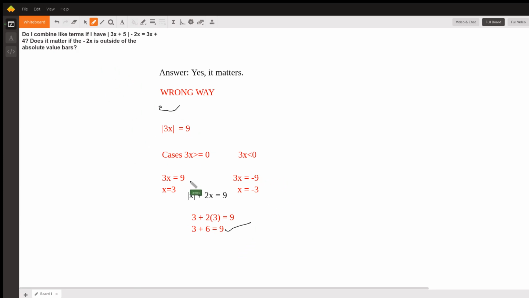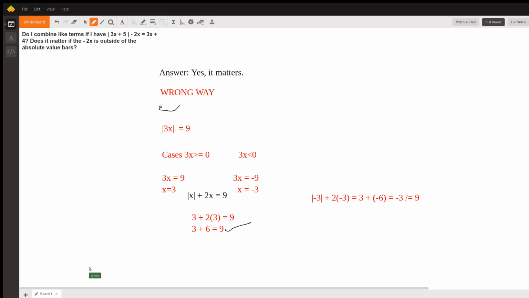If x equals negative 3, let's take a look. We have the absolute value of negative 3 plus 2 times negative 3. And that's equal to 3 plus negative 6. Oops, that's a plus sign, I meant to put negative 6. And that gives us negative 3. Negative 3, that is not 9. That is not equal to 9. So that is why this is the wrong way, because it gives us wrong answers, very simply.